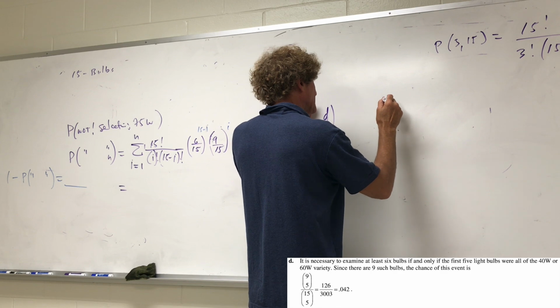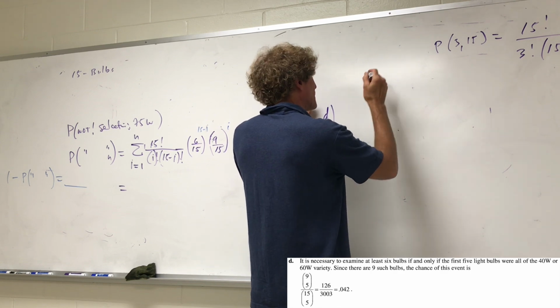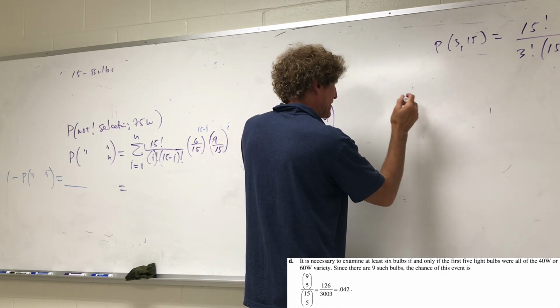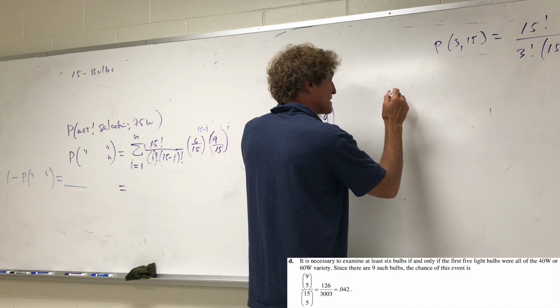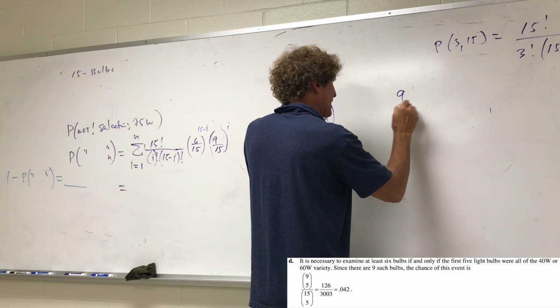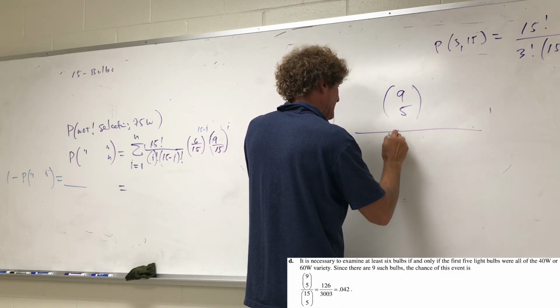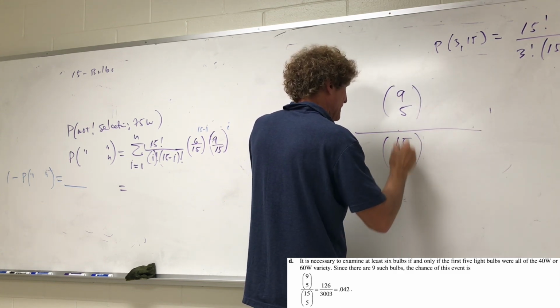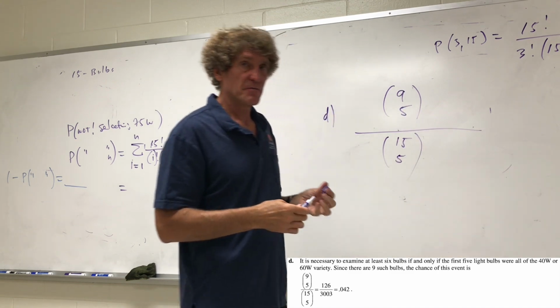It is going to be equal to, since there are 9 bulbs that are not 75 watt, and he's selecting 5, so 9, 5, and then down here is going to be 15, 5. And these are the combinational values, right?